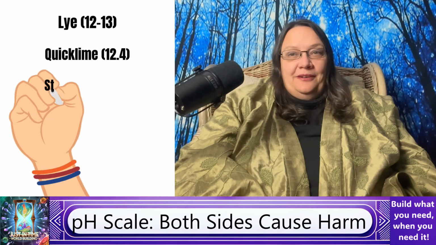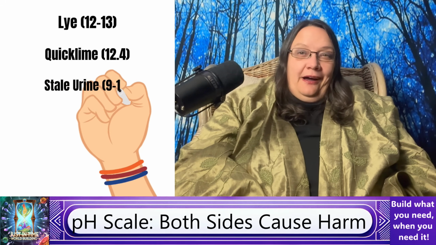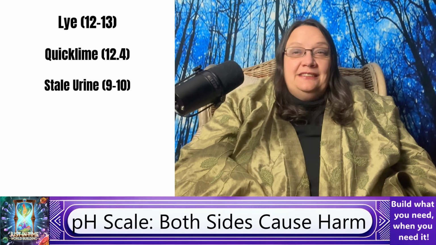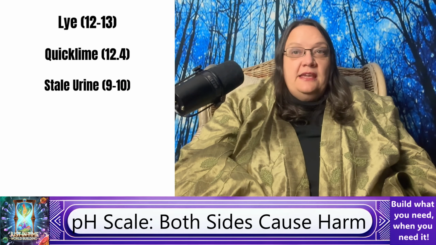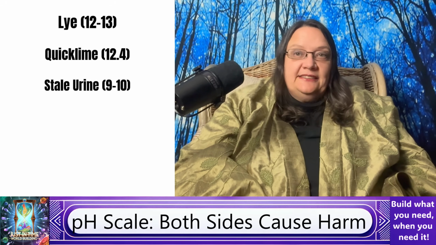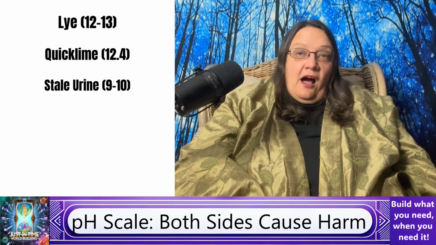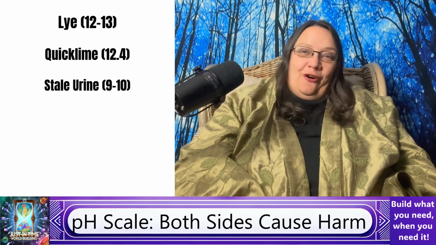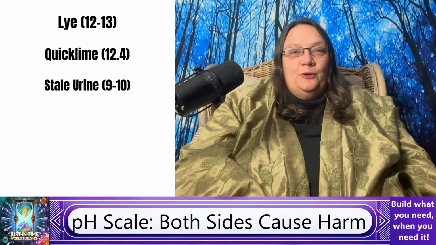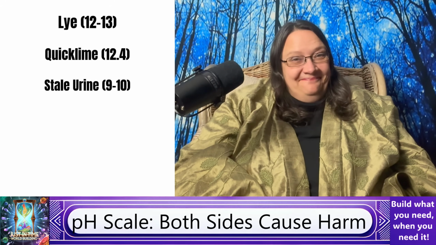Here comes an icky one. Stale urine, pH 9 to 10. This was used extensively in tanning and dyeing. While less corrosive than lye, the ammonia buildup in large vats can irritate lungs and eyes, and prolonged skin exposure causes a very charming condition that they used to call tanner's rot.